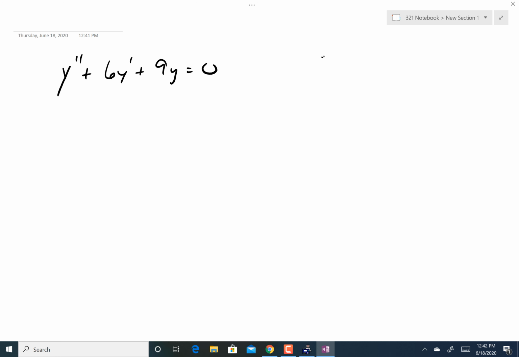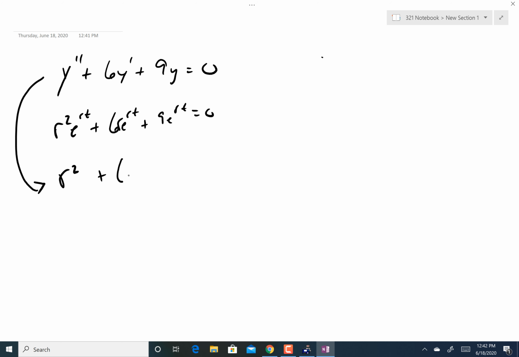Again, we can just jump right to it. It's going to be r squared e to the rt plus 6r e to the rt plus 9 e to the rt equals 0. And of course, really, I'm just going to jump from here straight to here.